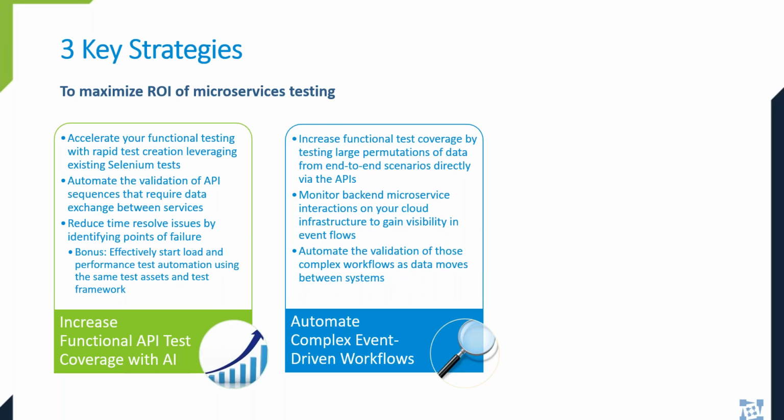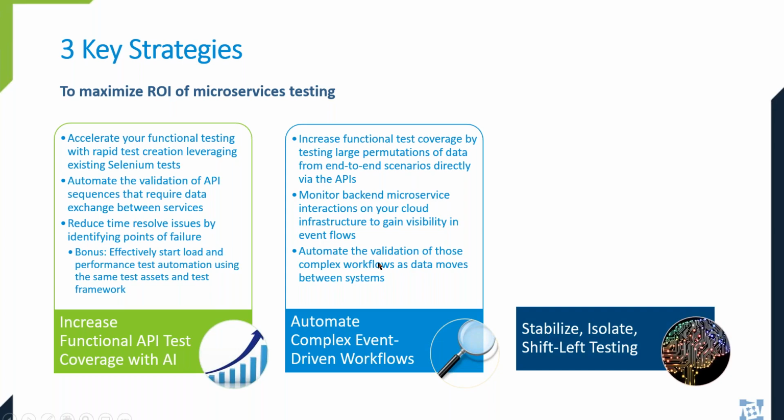And of course, this spans across any event architecture that you have, but then adding automated assertions on top of that. And this right here is really key to cracking the microservice problem and getting visibility. All right, so let's move on to our last topic here, which is a strategy for stabilizing individual services, isolating them, and enabling you to shift left your microservice testing.